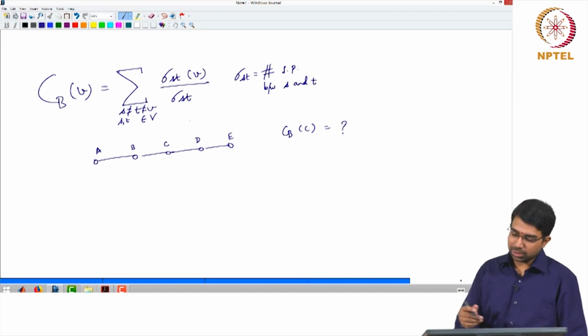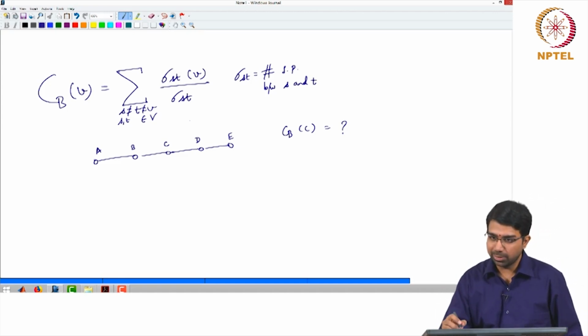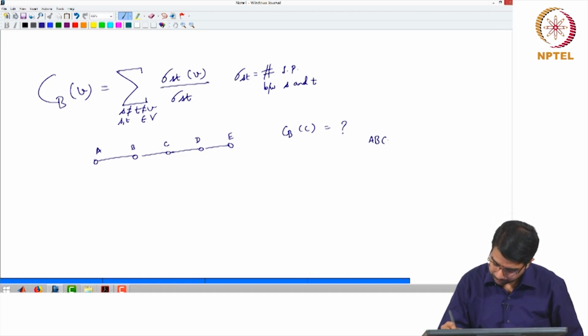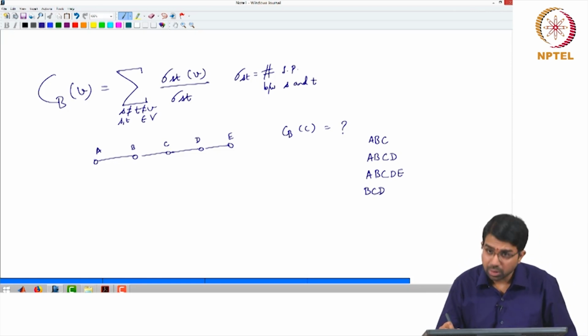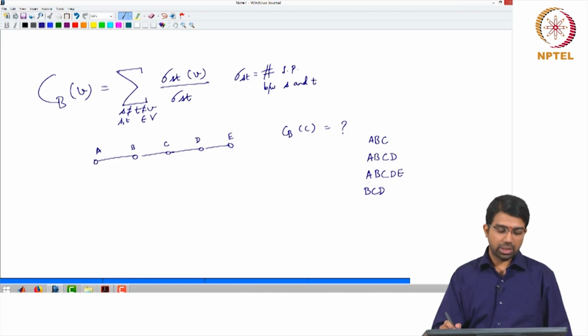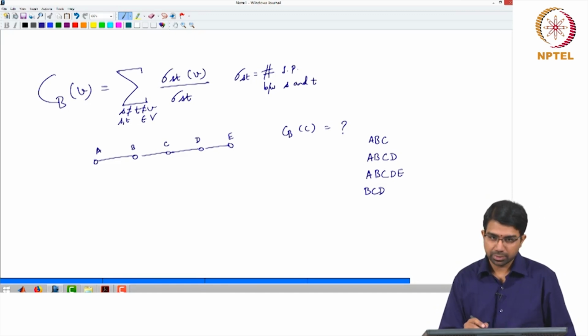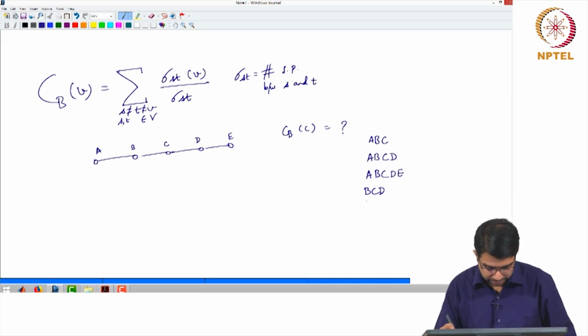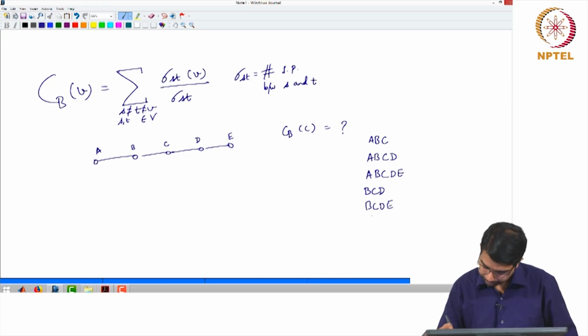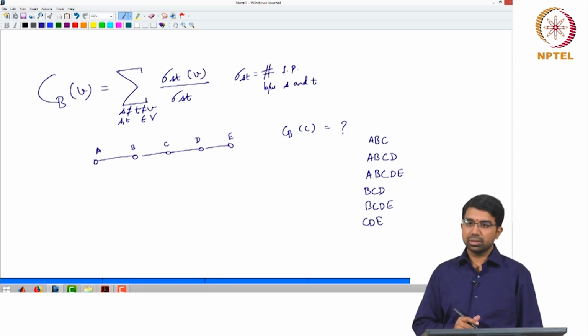So, the first thing you need to do is to enumerate the shortest paths. So, let us just try and enumerate the shortest paths. ABC is the shortest path, ABCD is the shortest path, ABCDE is the shortest path. AB is an edge. So, as we said, S not equal to T not equal to V, right. So, you do not consider edges. Then BCD, BCDE, CDE, is that right?